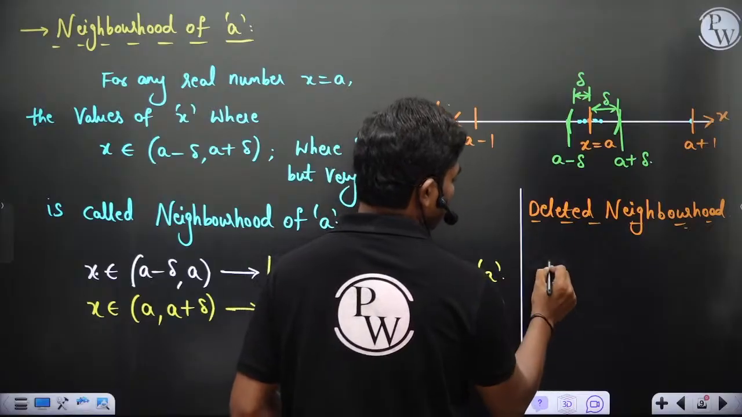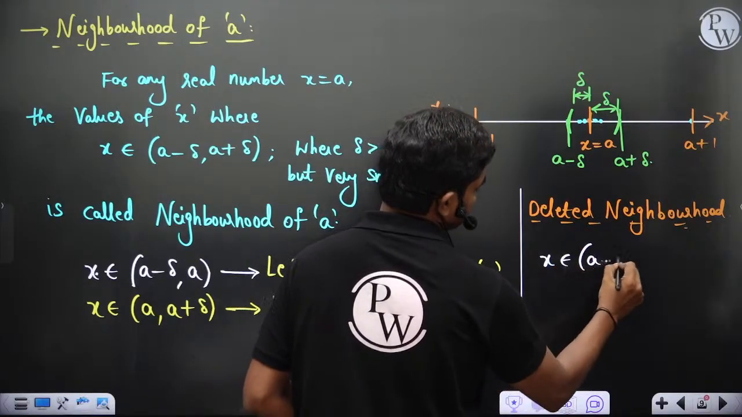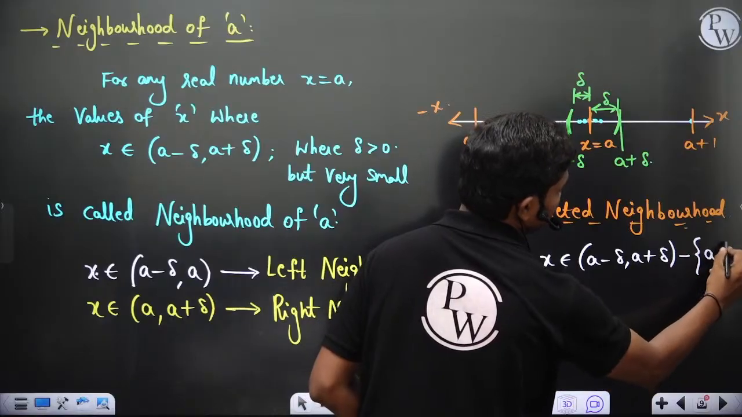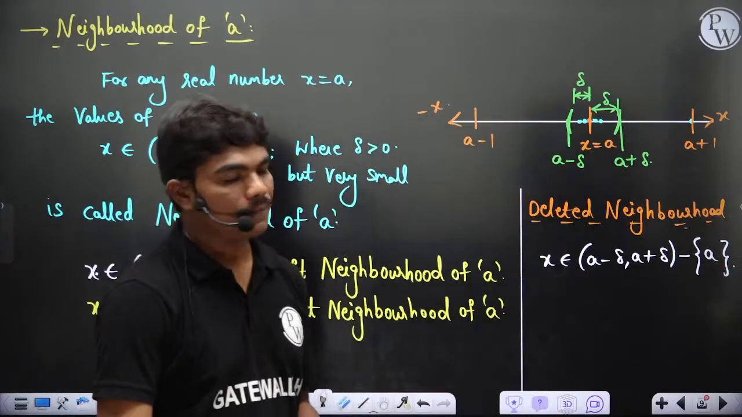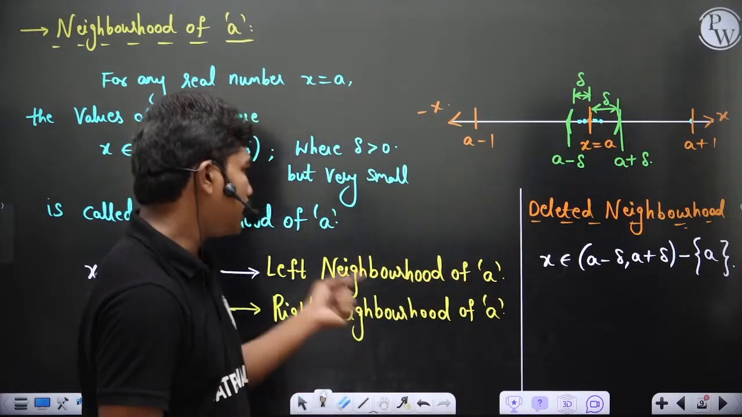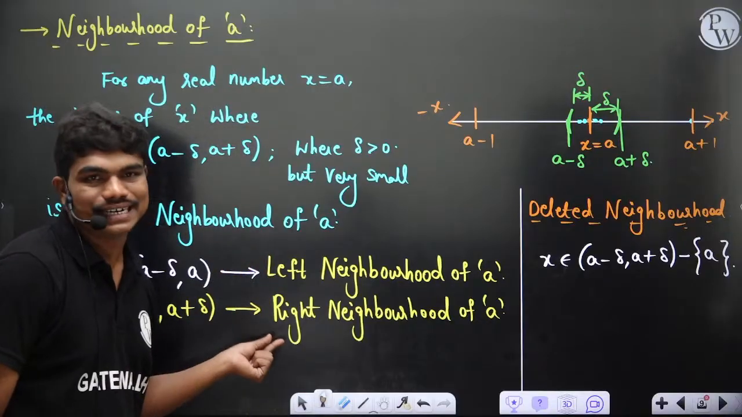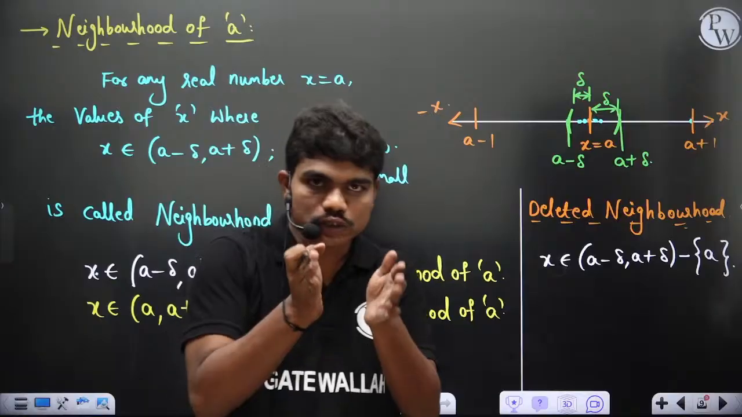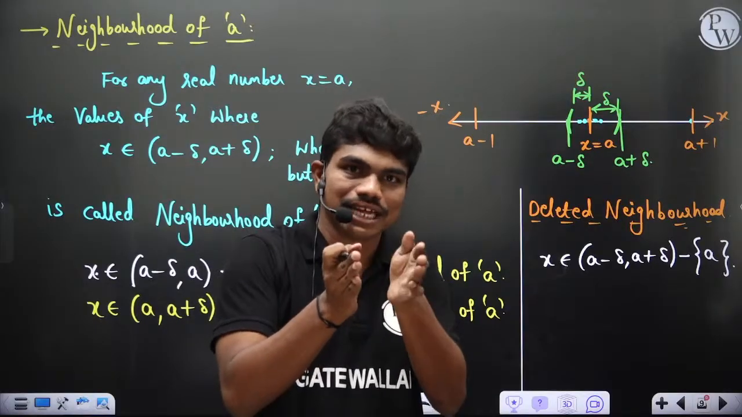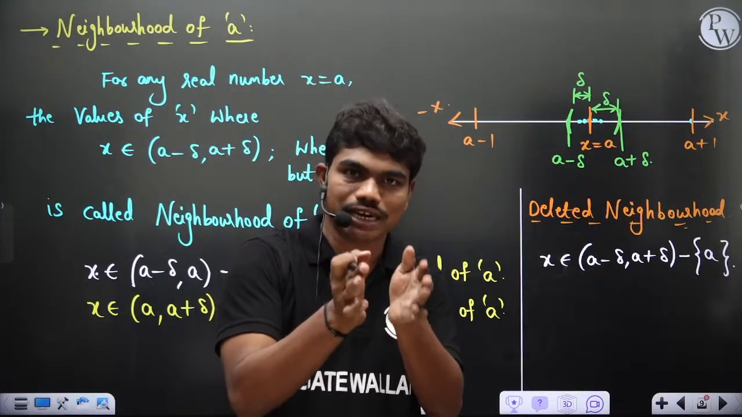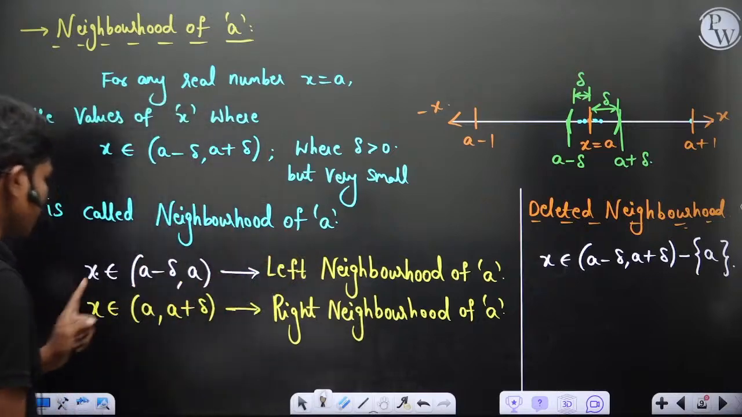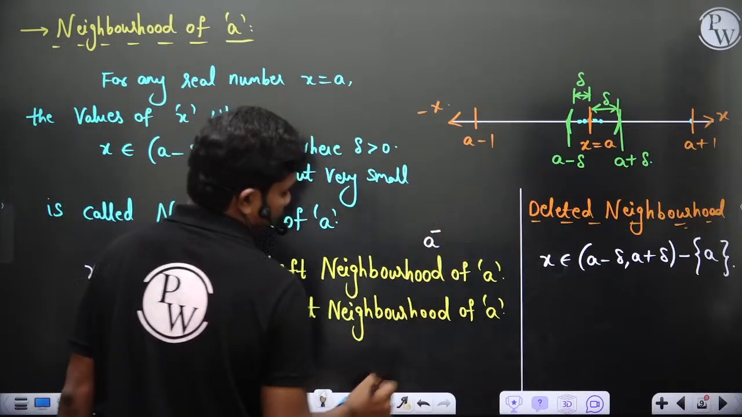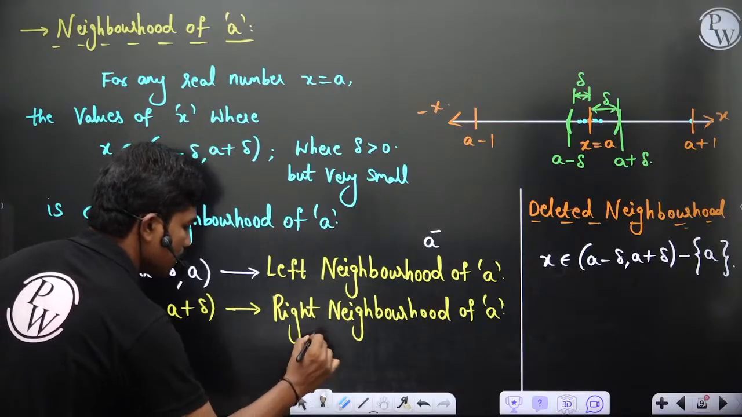So x belongs to (a minus delta, a plus delta) minus {a}, we are subtracting one element from this set, which is you yourself. This is called the deleted neighborhood, and this is the left neighborhood, and this is the right neighborhood, of course. If you take any real number, then the set of real numbers to the left side, which are less than that particular real number, is said to be the left neighborhood, and likewise the right neighborhood. Many times this is denoted with a minus and this with a plus.